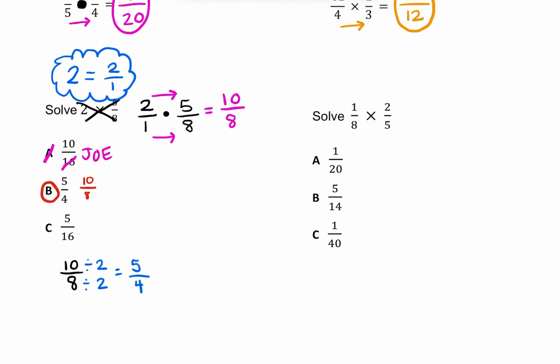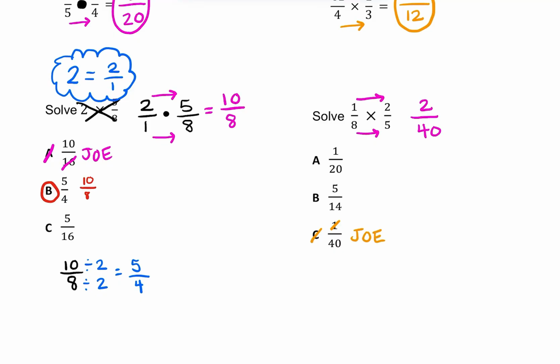So moving on to our last problem, we now have 1/8 times 2/5, and we are going to do top times top, bottom times bottom, so that way we can get our answer. So 1 times 2 is 2, and 8 times 5 is 40. Can you find the Joe Schmo? Hopefully you realize it is C, because the bottoms both have 40, but the top is a 1. So that is my Joe.